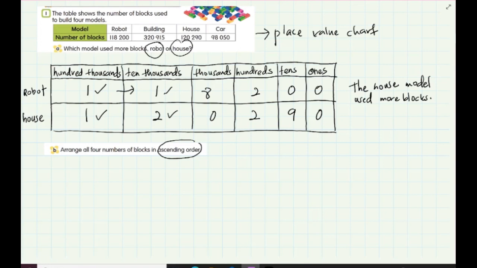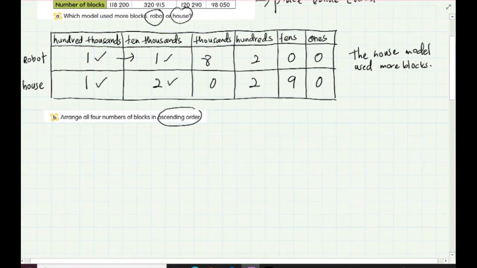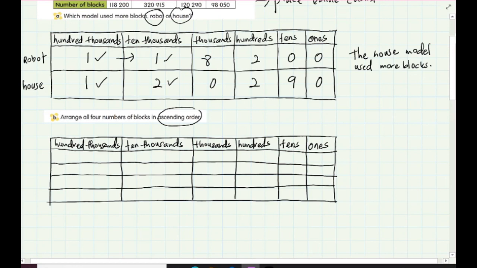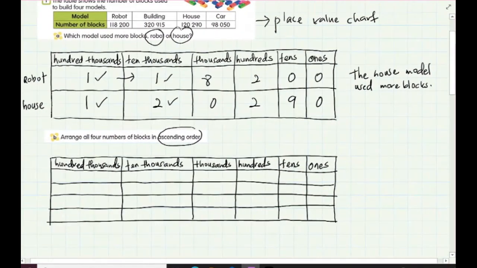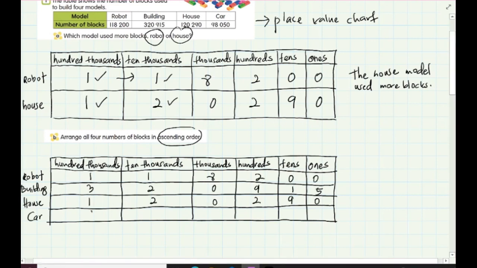Very good. Okay, now we draw a chart. Okay, now I have a chart. So we fill in the chart according to the number of blocks, and we just write down the model of robot is about 118,200. Okay, be careful, 98,000. So we have to write down according to the place value 98,050. Okay, be careful, huh?